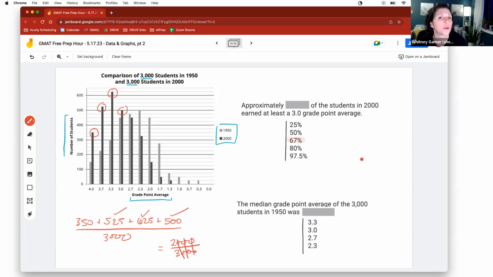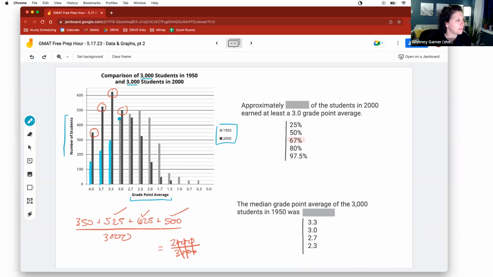Now, the second one is where things get messier. I need the median grade point average. So I need the median GPA for 3,000 students in 1950. Okay, so 1950 are my short ones, right? So I'm actually going to highlight these. These are my 1950s. How in the world? Well, let me ask you all this first.